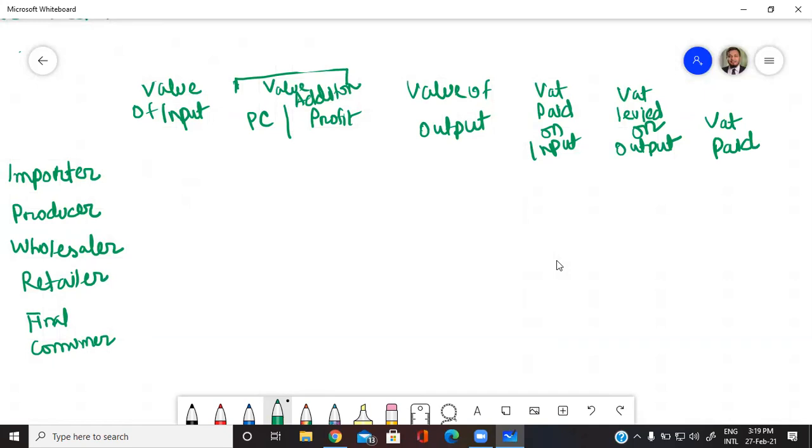So if we take an example, the good, which is the raw material, has been imported by the importer and costs 100 taka, and the importer has incurred some processing cost, which is say 10 taka, and he has added some profit with that imported raw material. In that case, how much value addition has been done in total? 30? Yes, sir, 30. Okay, if we add the 30 with the input value, how much should be the value of output?